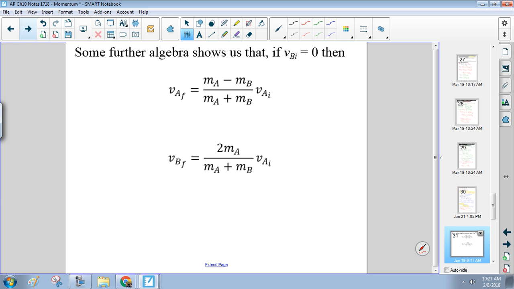All right, so again, if you take the algebra a little bit further and put VBI as 0 into those two equations I just showed you, you can come up with this. I almost never use those. I don't think I assigned you any problems where I expect that you would use either of those equations. But they're there if you want them.